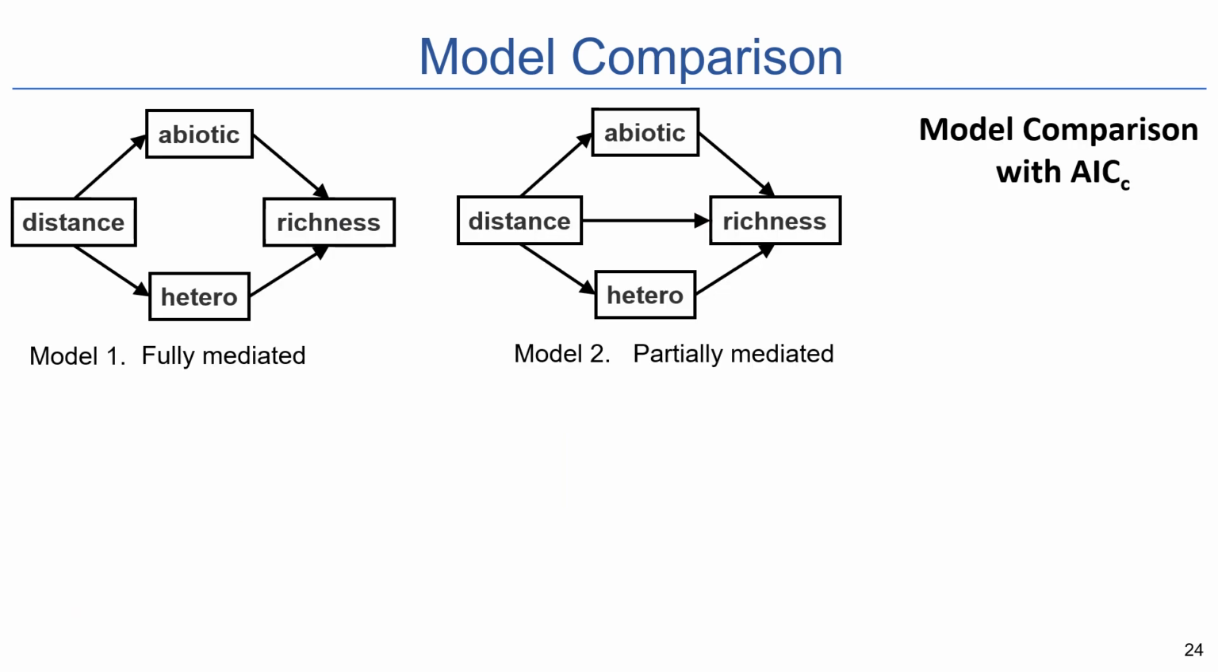And now I would like to compare our two models using the Akaike information criteria. The first model is called fully mediated because the effect of distance on richness here is only indirect, mediated by abiotic conditions and plot heterogeneity. And the second model is called partially mediated because in addition to these indirect effects, we have a direct effect here.